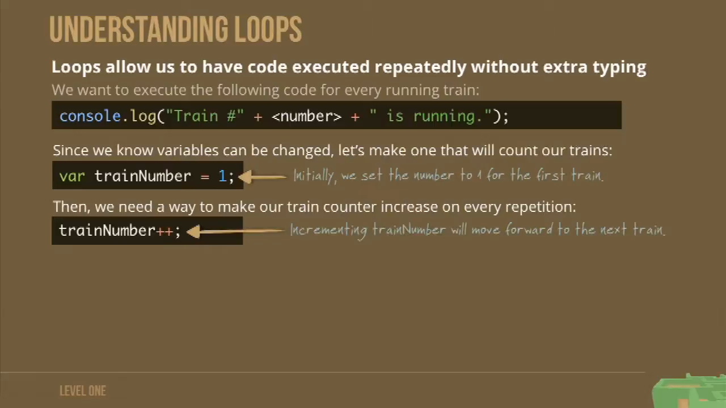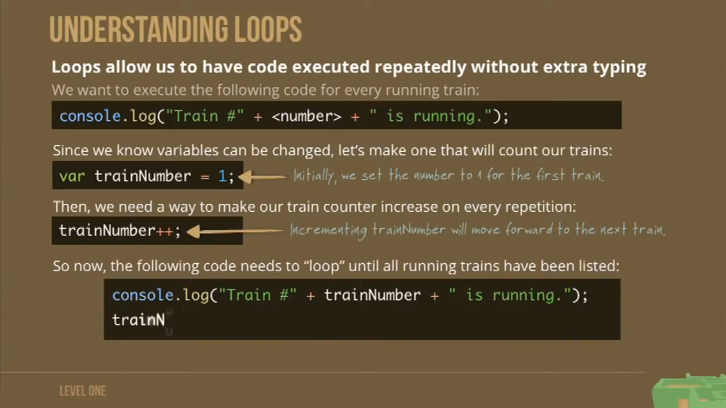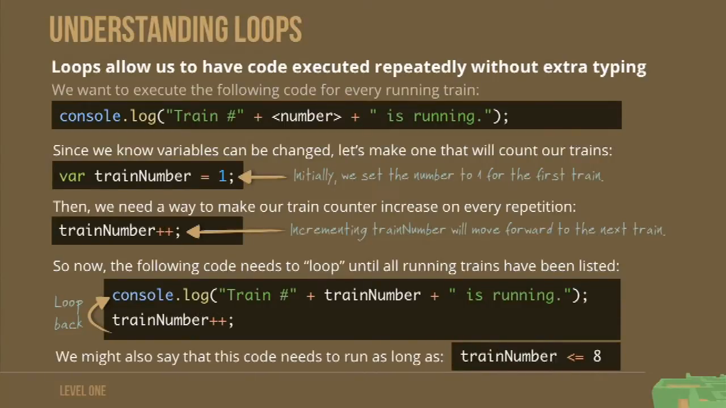When we put those code items together, we can see that the following code will need to loop back until all running trains have been listed. And we could also say that this code needs to run as long as the train number is less than or equal to 8, because there are 8 running trains today.